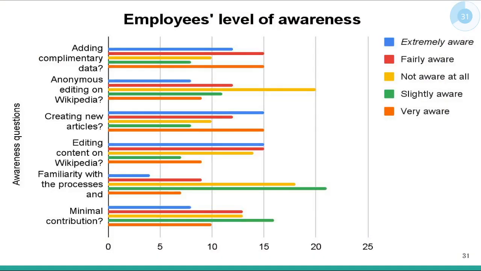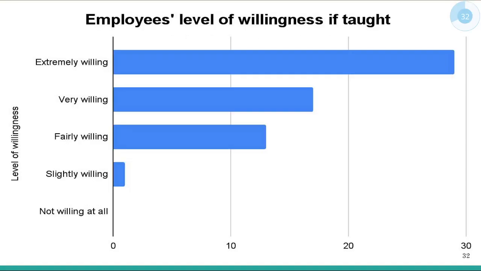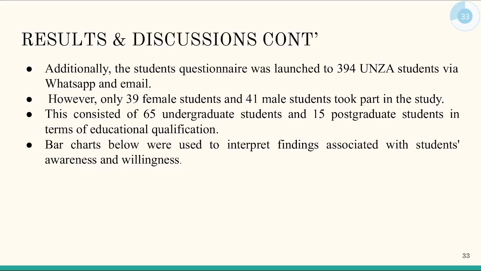So this is the visual representation of the employees' level of awareness of content creation and contribution on Wikipedia. And this is the visual representation of the employees' level of willingness to contribute content on Wikipedia if taught.